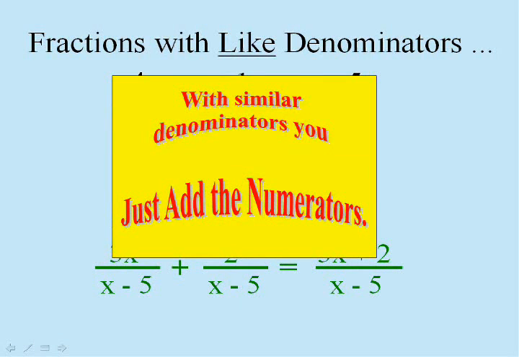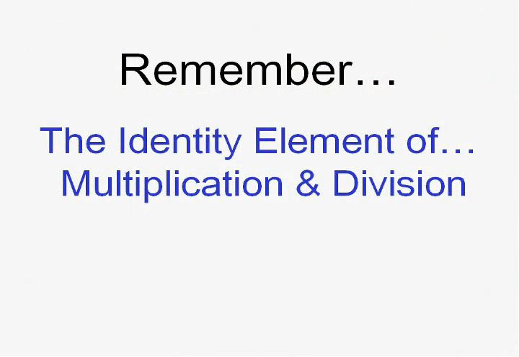Now, the other type of problems, with different denominators, is going to require you to remember the identity element of multiplication and division. Who was that? The number 1. Anything times 1 equals itself. So you can multiply by 1 any time you want in any form.